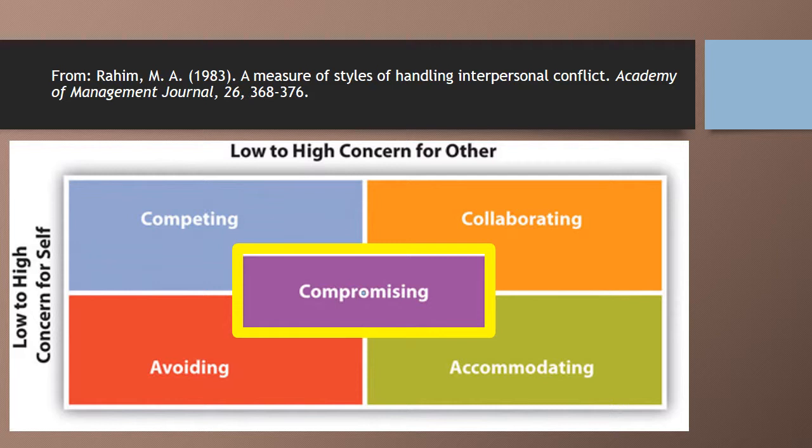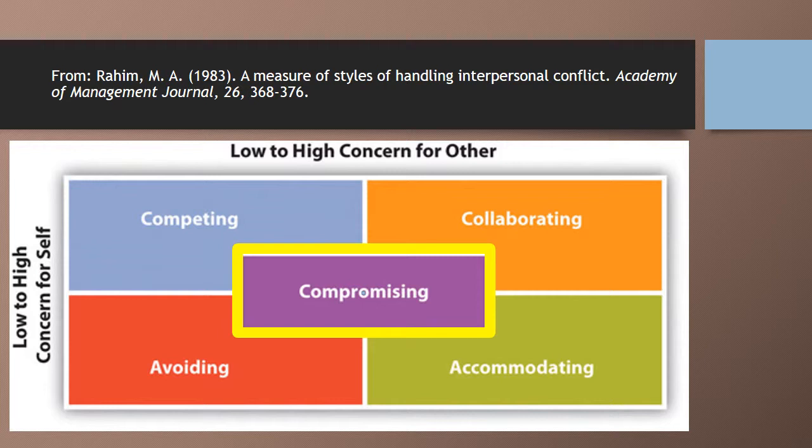The compromising style shows a moderate concern for self and other and may indicate that there is just a moderate investment in the conflict and/or the relationship. Even though we often hear that the best way to handle conflict is to compromise, the compromising style isn't a win-win solution. It's a partial win, partial lose solution. In essence, when we compromise, we give up some of what we want.